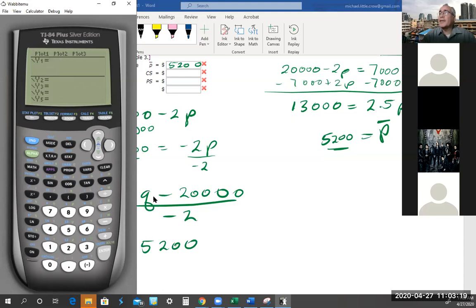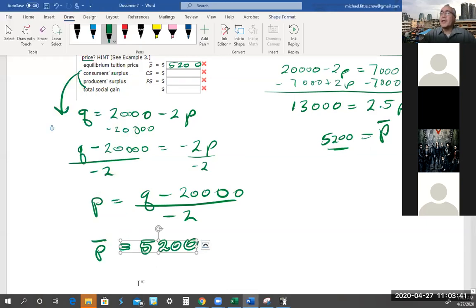So we graph the first one, Y equals, so I'm gonna do it this way. Q is actually our X, minus 20,000, divided by -2. P bar is 5,200.